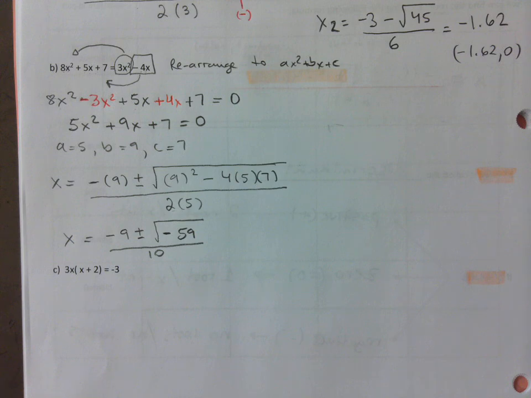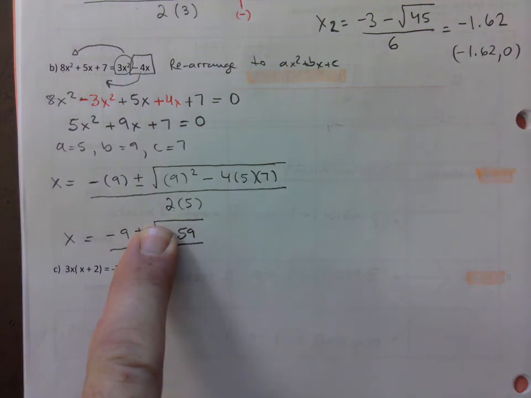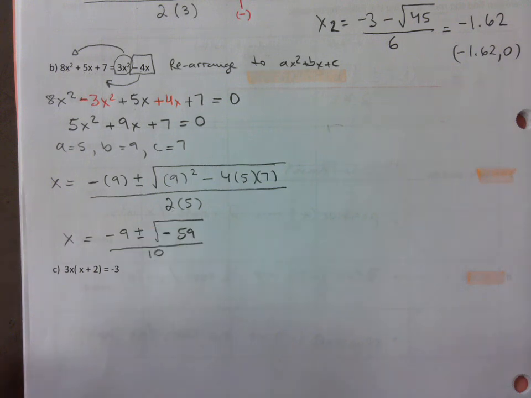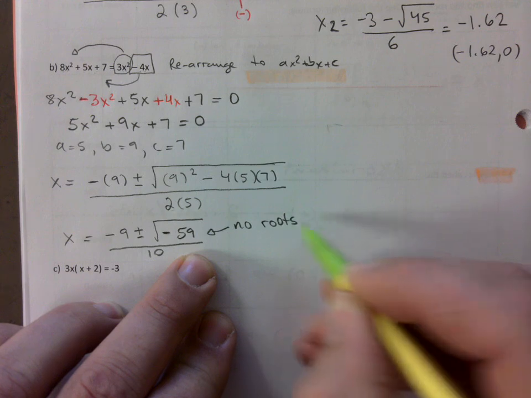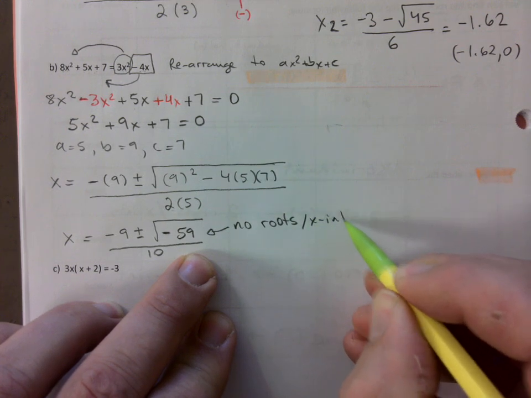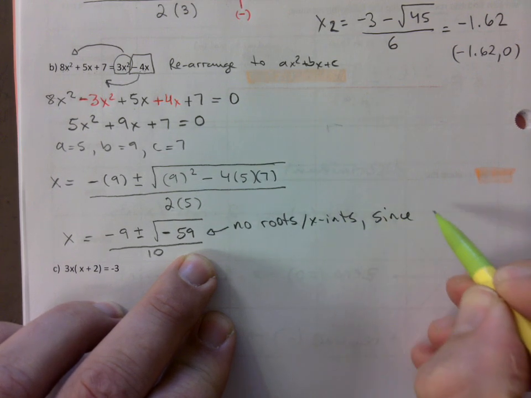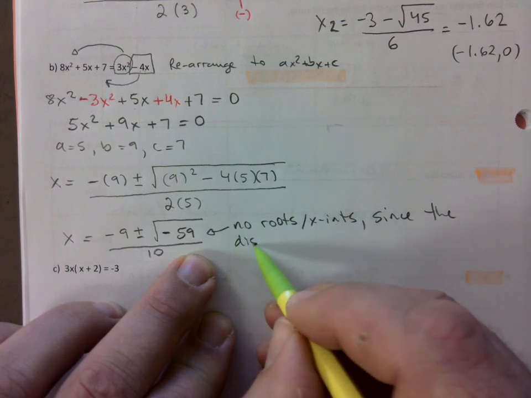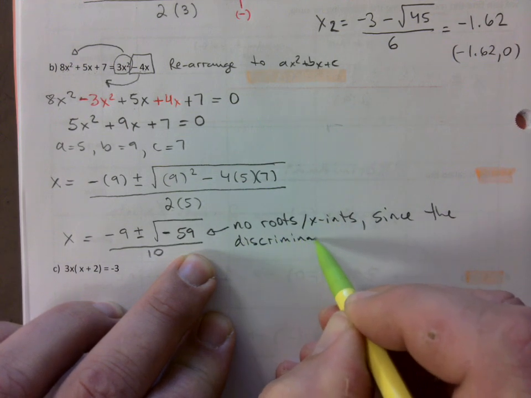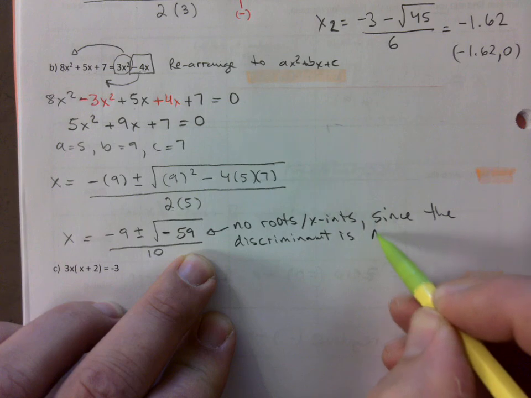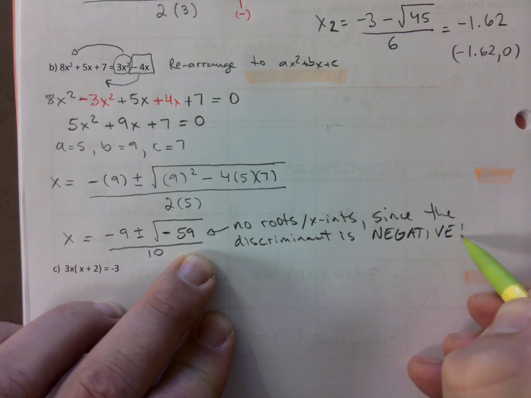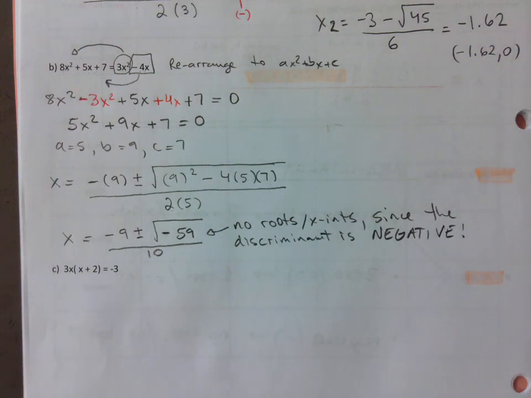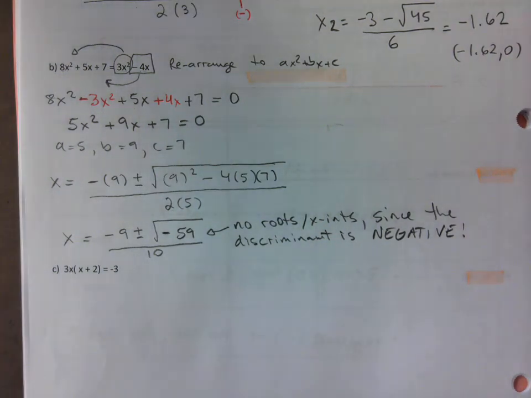Don't continue. Don't be like, oh, that doesn't work, I'm just going to get rid of the negative, right? And keep going like nothing ever happened. No, you got to stop there. No roots or x-intercepts since the discriminant is negative. That's it. We're done there. So sometimes that happens too.